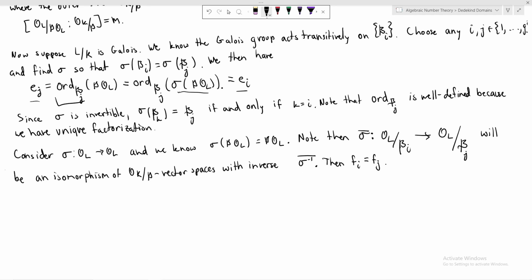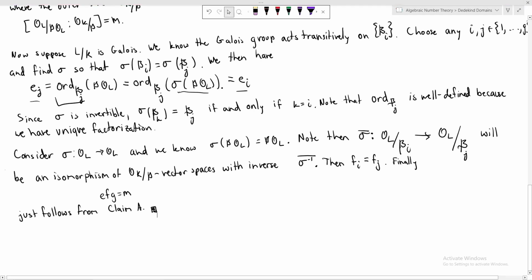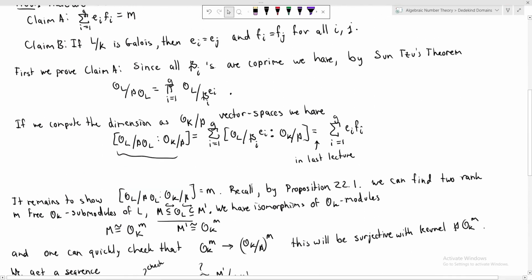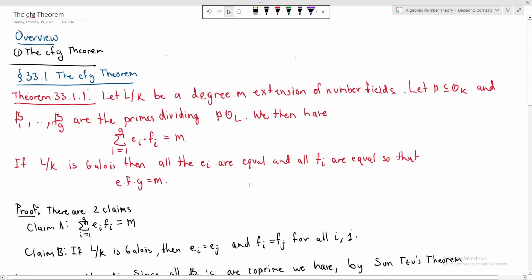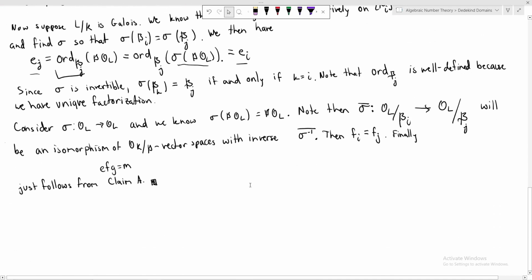And then finally, the EFG fact. The fact that EFG equals m just follows from claim A. Okay. So that's the proof of the EFG theorem. There's nothing too terribly complicated going on here. The lemmas from the previous lecture really did the bulk of the work.